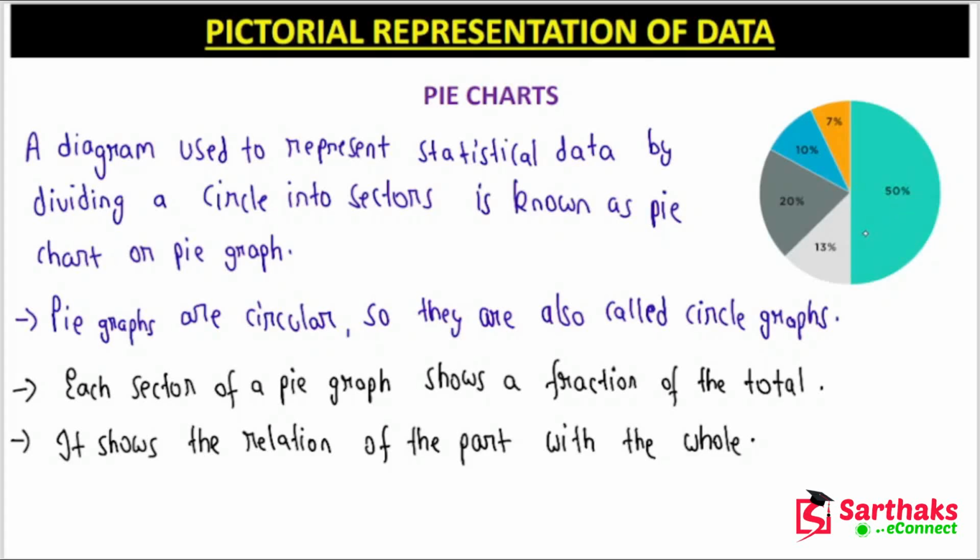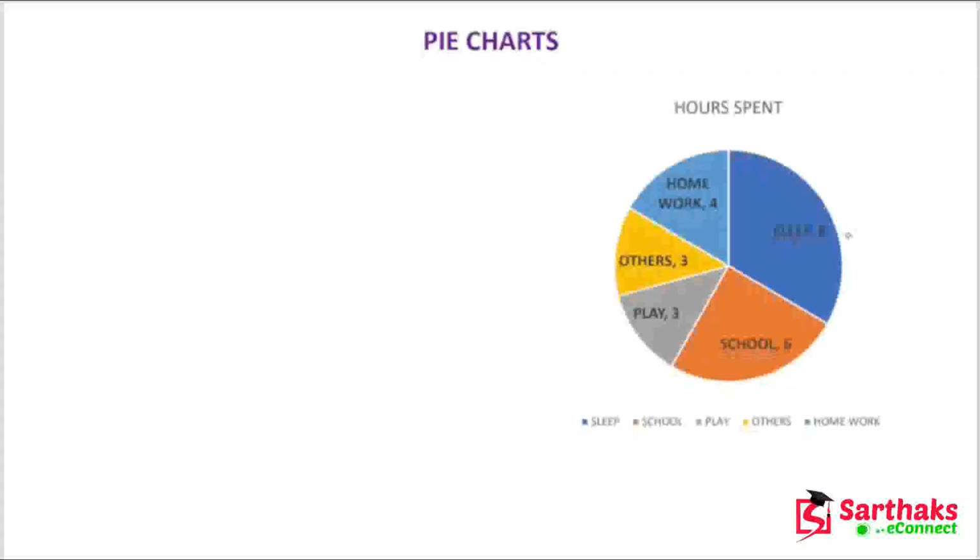So let me give you an idea with this pie chart. You can clearly see this is the pie chart of hours spent. Obviously everybody has one single day, and one single day contains 24 hours, right? So we have divided our time into 5 parts. Let us suppose that these are the hours spent by a school going student. You can see these are 5 sectors, and that is what I was talking about. Each sector is relating to something, so we have given it a name.